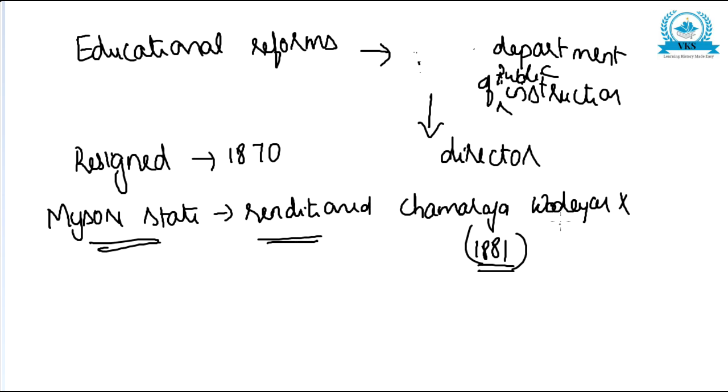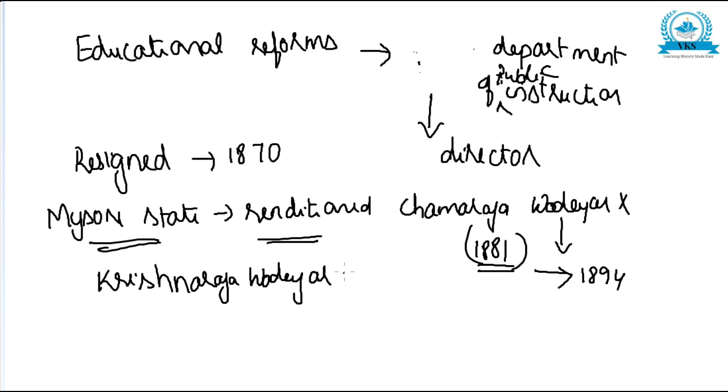And Chamaraja Wodeyar 10 ruled till 1894. So, from 1881 to 1894, it was ruled by Chamaraja Wodeyar 10. After Chamaraja Wodeyar 10, Krishnaraja Wodeyar 4 came to power. So, Chamaraja Wodeyar 10 was succeeded by Krishnaraja Wodeyar 4. And during the rule of these two kings, the Mysore state was served by great divans. There were many great divans who served Mysore state during the rule of these two kings.